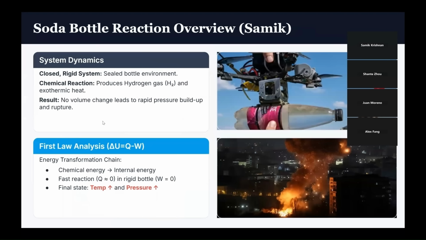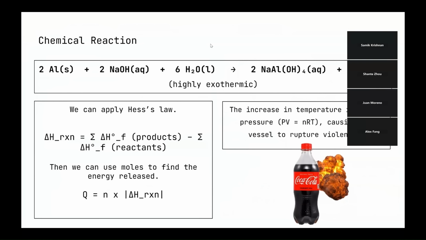Okay, so we got soda bottle reaction. This is a closed rigid system and no volume change leads to rapid pressure buildup. And we have the first law, ΔU = Q - W, and Q = 0 and W = 0. And this is the chemical reaction, and Hess's law is represented here.